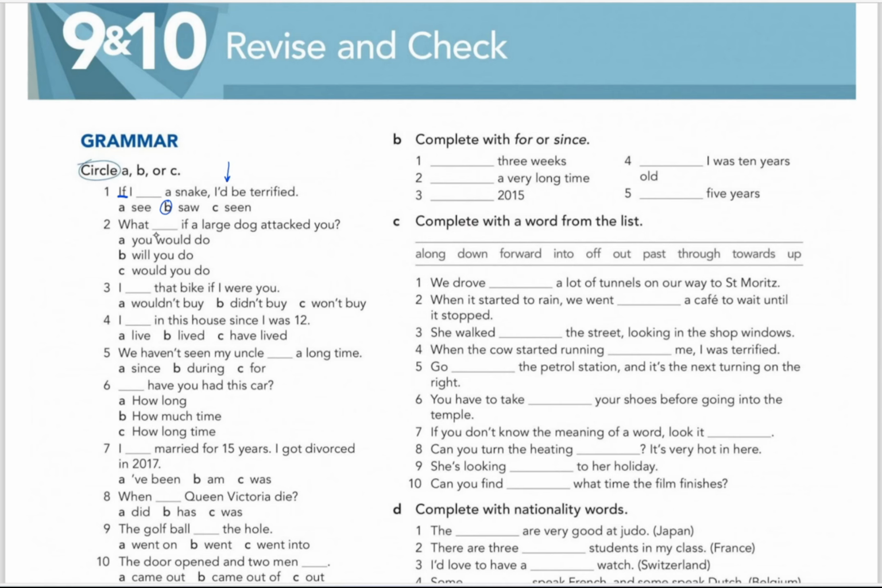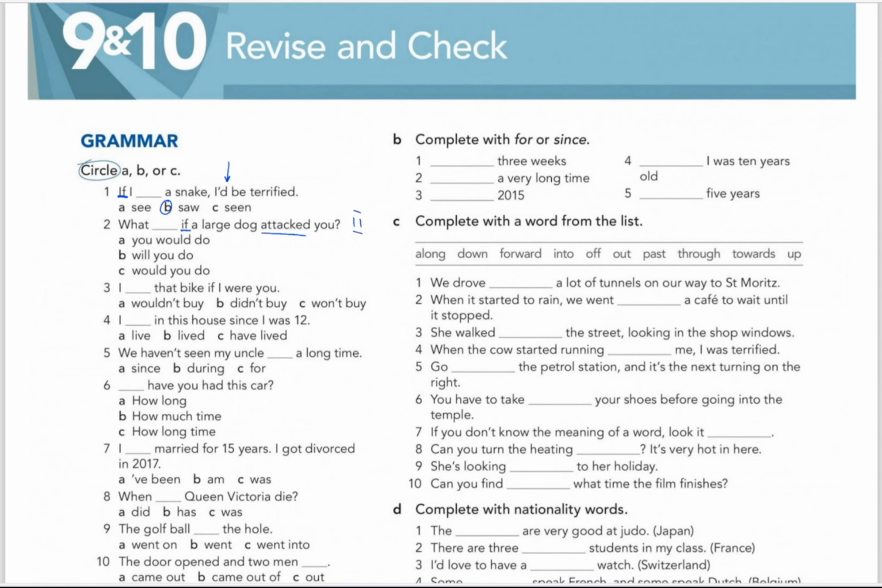Number 2, what if a large dog attacked you? So we got here if, so that's a conditional sentence. And we got here attacked you. So if a large dog attacked you, this is the if part. And as you can see in the if part, we have got past simple. So definitely that is also second conditional.